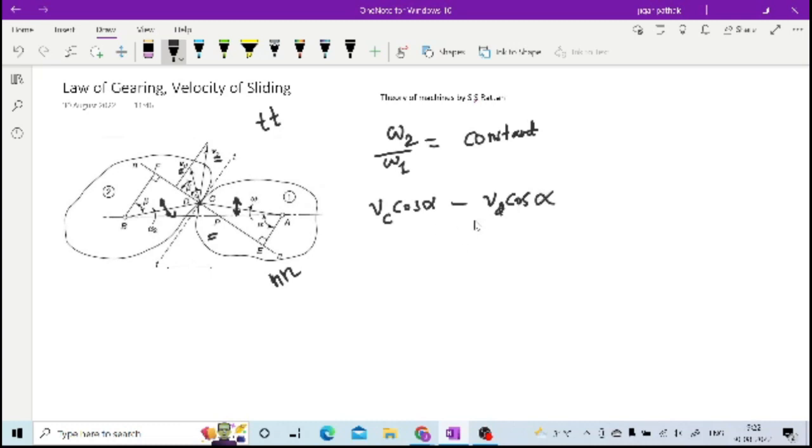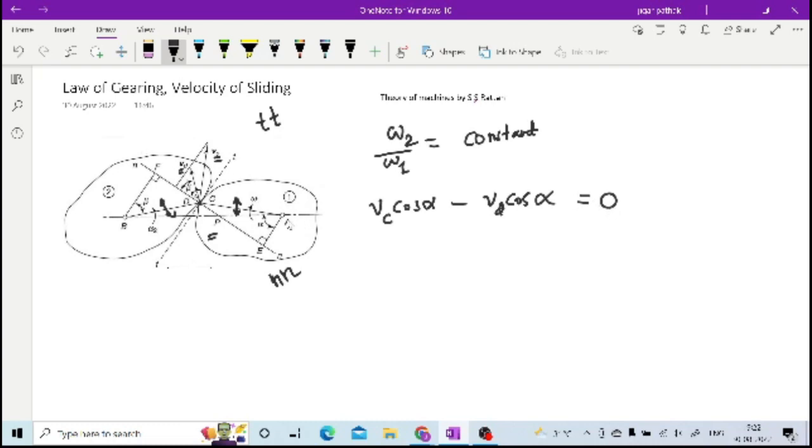So if you check this with the relative velocity, Vc cos alpha minus Vd cos alpha, then it must be 0, right? Because there must not be any motion or relative motion along the common normal, otherwise penetration will take place, which will result in the undercut, which will result in the cutting of the gear tooth from the base, right? So this is why Vc cos alpha minus Vd cos alpha must be 0.